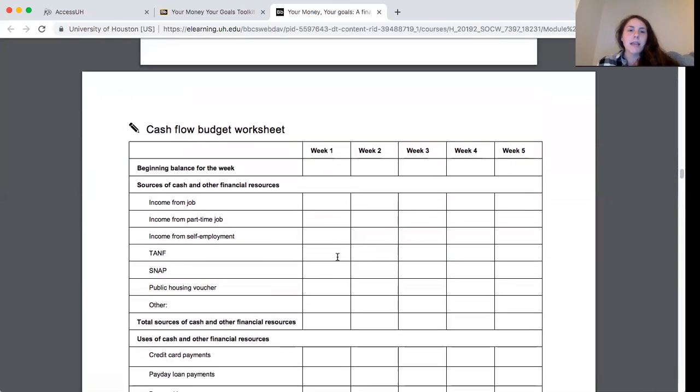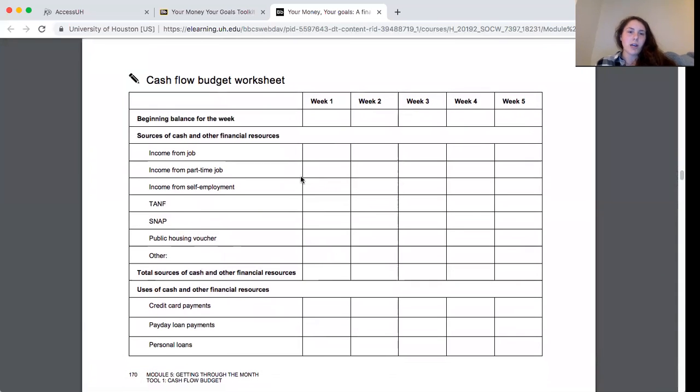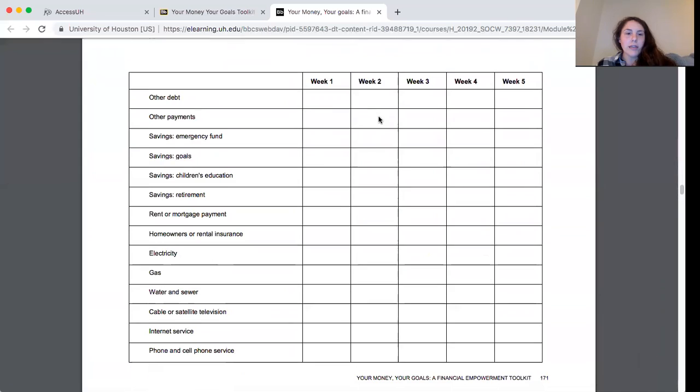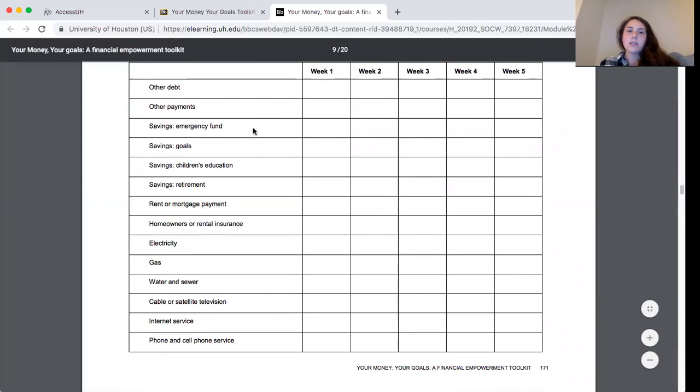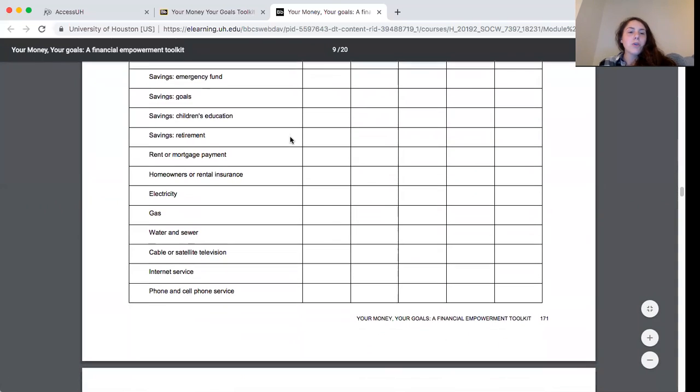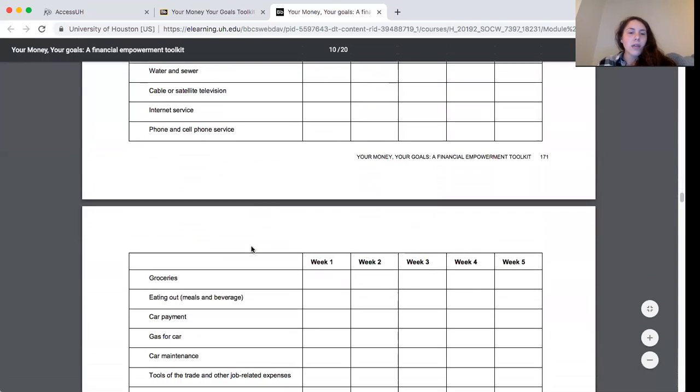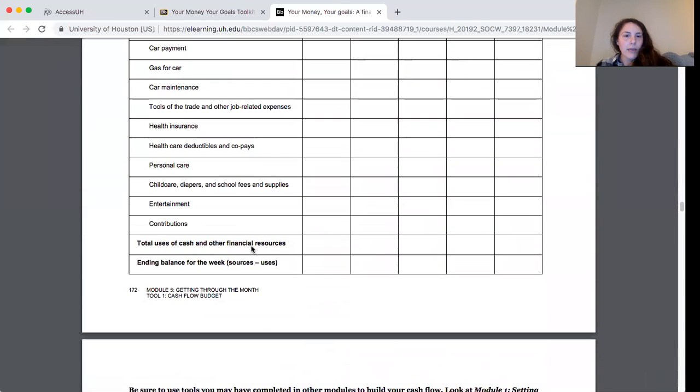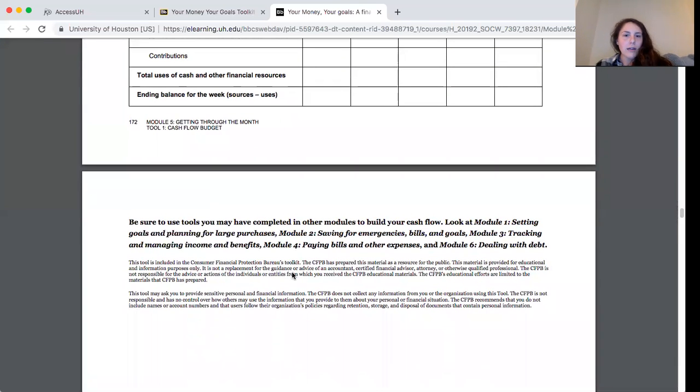So down here is the cash flow budget worksheet, what we were just talking about. Again, you track your income, your outcome, and you drag up that number to the next week. So you see what you're starting out with. And if you go down, here's some goals. So just some examples real quick. Savings emergency fund, which is recommended the 3 to 6 months of expenses. Goals. So we can just put in some short goals. And so everything has its own category. And again, total uses of cash, ending balance for the week.